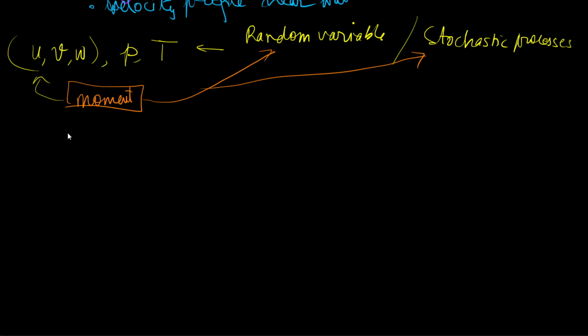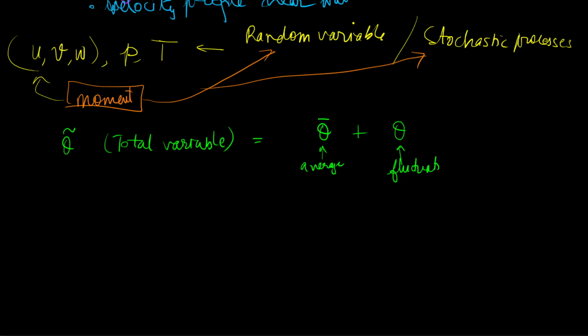Okay, so if theta tilde is a total variable, then it can be decomposed into theta bar, which is the average, and theta, which is the fluctuation. It can be split into this kind of thing, and theta has a zero mean.